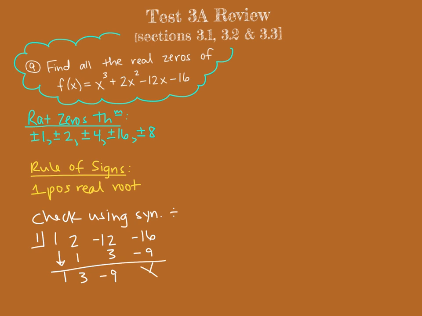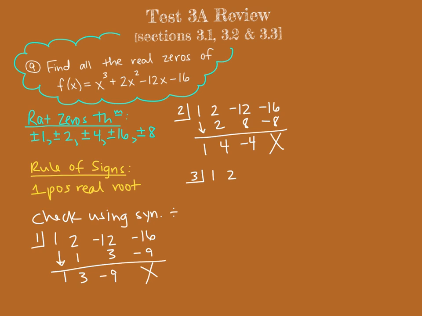Okay, this is not going to work. We didn't get 0. Okay, so 1 doesn't work. Let's try 2. When we try 2, we'll have 1, 2, negative 12, negative 16 again. Synthetic division's kind of fun if you can do it pretty fast. Nope, not 0. All right, I'm going to try 3.